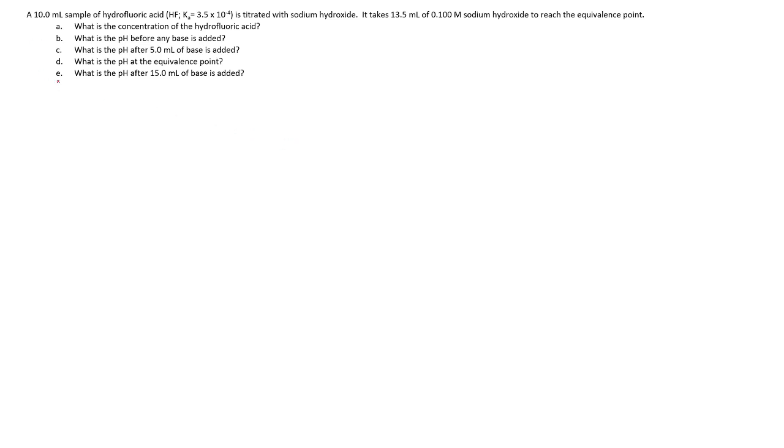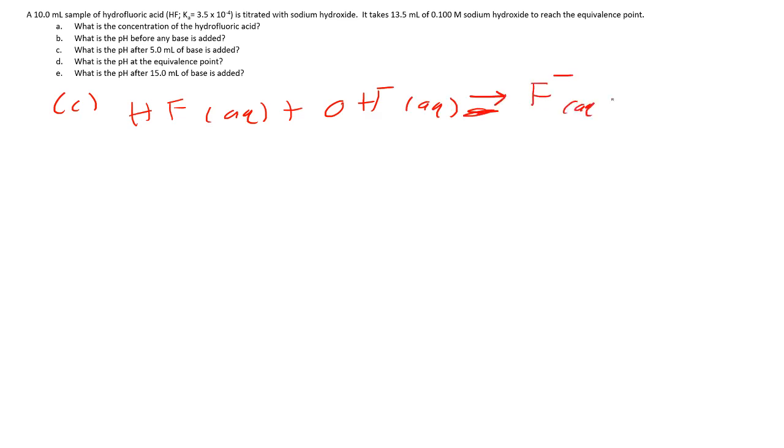So let's look at C. So we've now added 5 milliliters of base. And remember, once we've added something, now we've got to do a BCA table. So we're going to go with HF aqueous plus hydroxide aqueous, which is going to be an equilibrium that goes towards F minus aqueous plus H2O liquid.